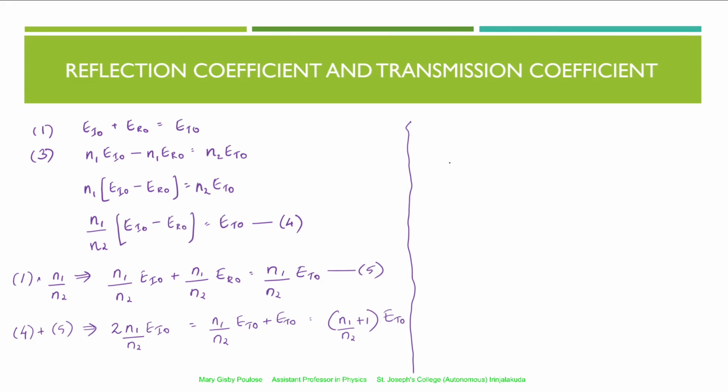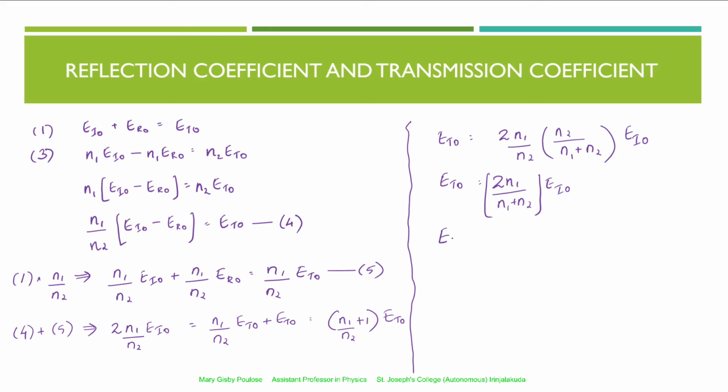We can rewrite this as Et naught is equal to 2 times n1 by n2 into n2 divided by n1 plus n2. You can do the mathematics and get it like this into Ei naught. That is Et naught is equal to 2 times n1 divided by n1 plus n2 into Ei naught.